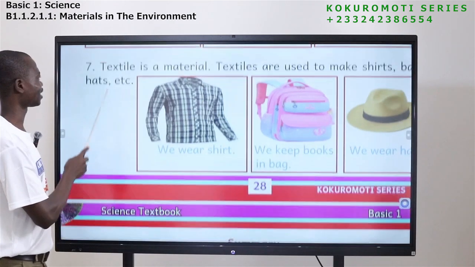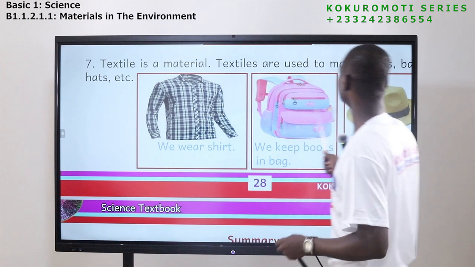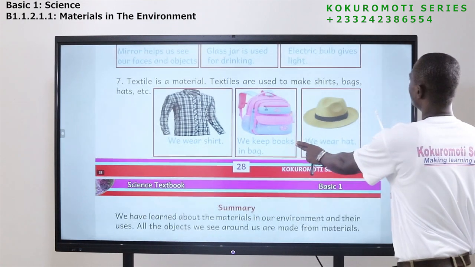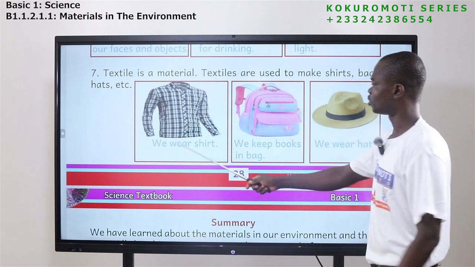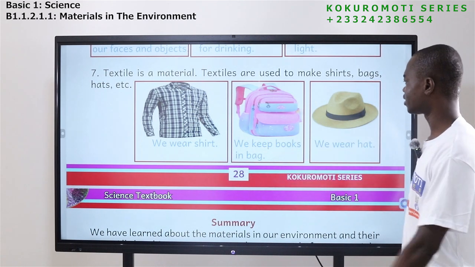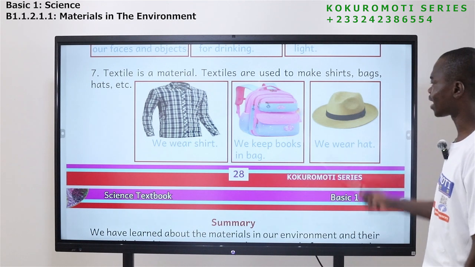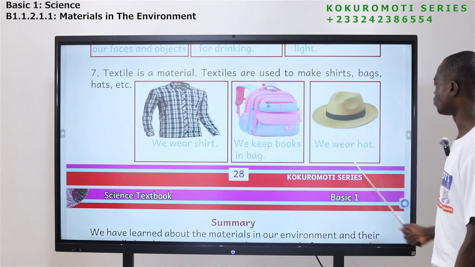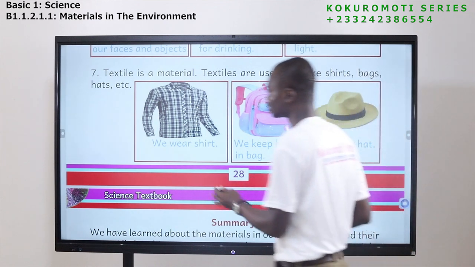The next one is textile. So textile is also a material. Textiles are used to make shirts, bags, hats, and the rest. So look at this. We wear shirts. Look at the shirt, very nice one. Look at the bag. We keep books in our bags. So look at this one. We wear what? Hats. So these are some of the things that we use textiles to make.